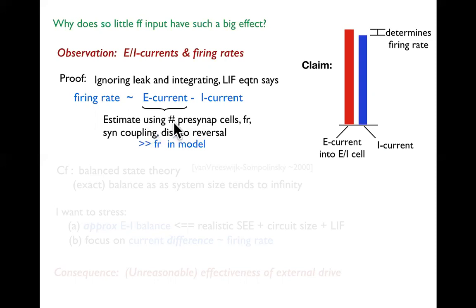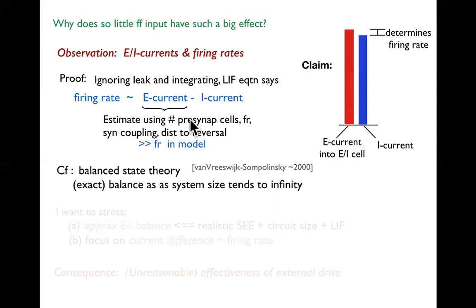And if you use reasonable circuit size, ours is also guided by data, then you will find that to get this number, E current is a lot bigger than that number. So if you have a number on the left that's a difference of two numbers, and this one is a lot bigger than that, the conclusion is these two are very close. I'm not saying anything more than this. It's really just the integrator and firing neuron.